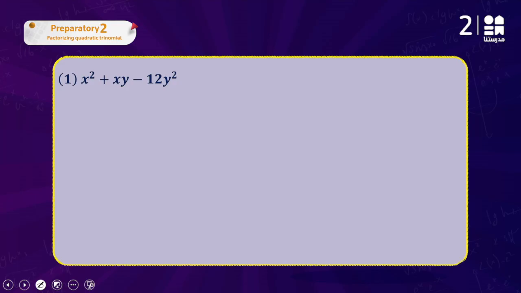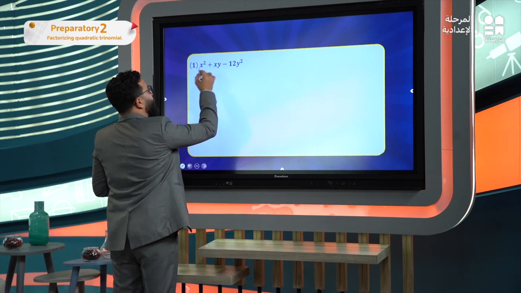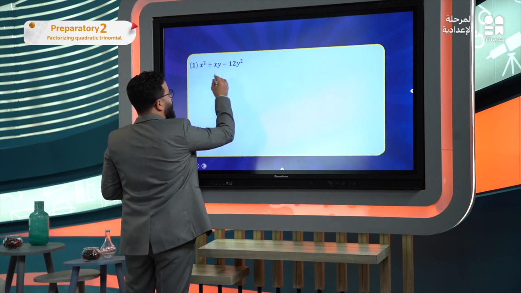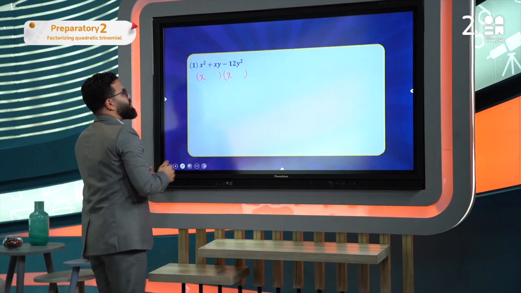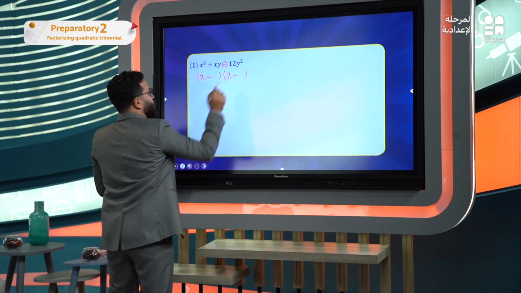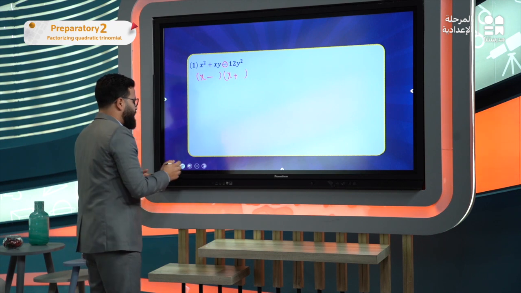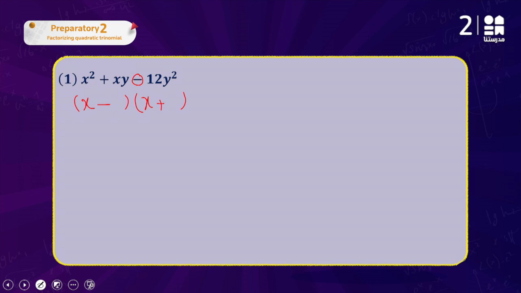Let's see the first expression: x squared plus xy minus 12y squared. Here we have two unknowns, two variables, x and y, inside the example. Open two brackets, x here and x here, as we agreed. What's the last term? Negative, so one positive and one negative. Then we look for two numbers whose product is 12.